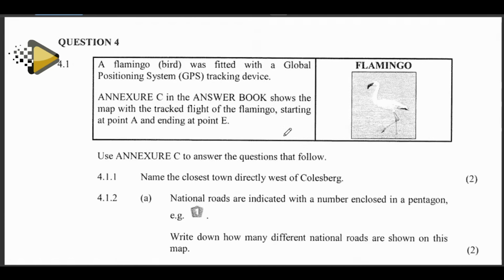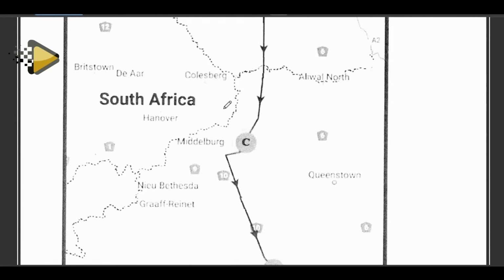Remember, we go to question number 4. A flamingo was fitted with a global positioning system, which is called the GPS tracking device. Next, you see in the answer book the map with the tracked flight of the flamingo starting at point A and ending at point E. Let's go to the answer book. Here we go.